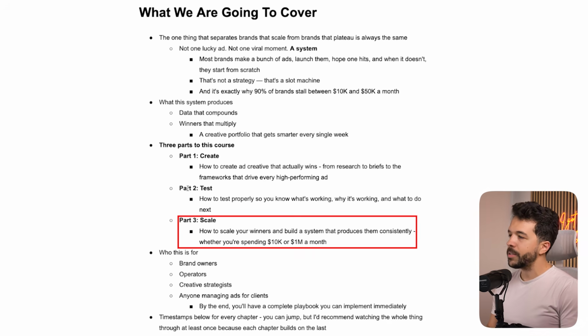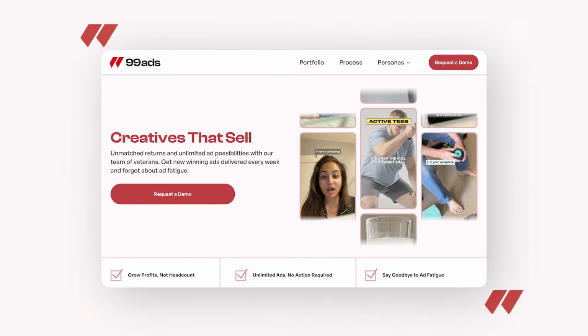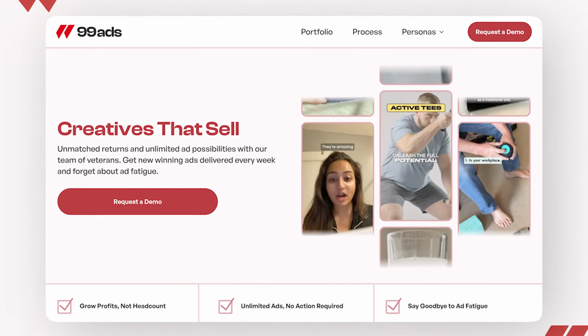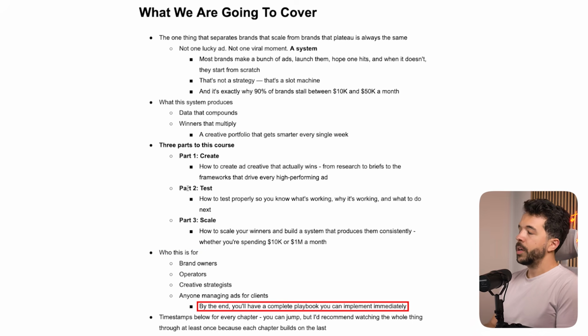Whether you're spending $10,000 a month, whether you're spending $1 million a month, $10 million a month, it's always the same thing. You can basically expand what we're going to talk about here in this video. You can spread it across multiple pods, which is something that we helped many of our clients do, and it's something that we're doing internally at our agency, 99ads.com. And this is basically for anybody who's running ads, brand owners, operators, creative strategists, anyone managing ads for clients. By the end of the video, you'll have a complete playbook you can implement immediately.